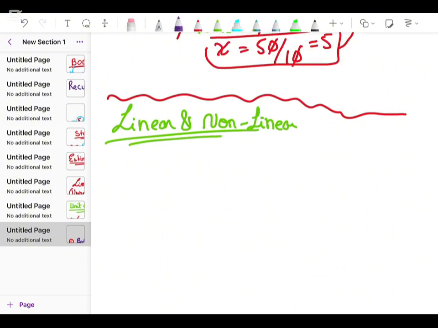For example, the question is y is equal to x square, and the second equation is y is equal to x plus 6. For example, the question is this. So in linear and non-linear equations, we have to apply the substitution method.